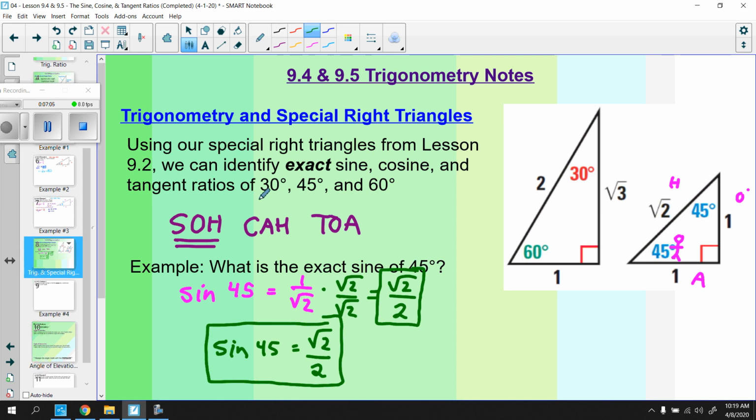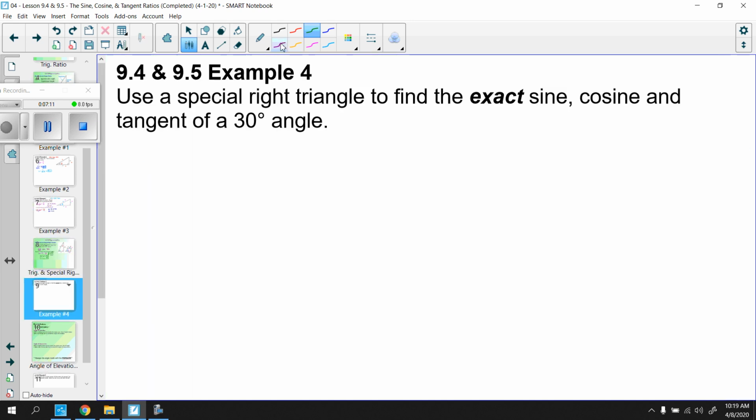It's a combination of SOHCAHTOA along with our special right triangles. So let's do one here. Let's do another one. This is kind of what the homework will look like. It says use a special right triangle to find the exact sine, cosine, and tangent of a 30-degree angle. Okay? So I think to start, there's a couple things that I'm going to want to see to do a problem like this.